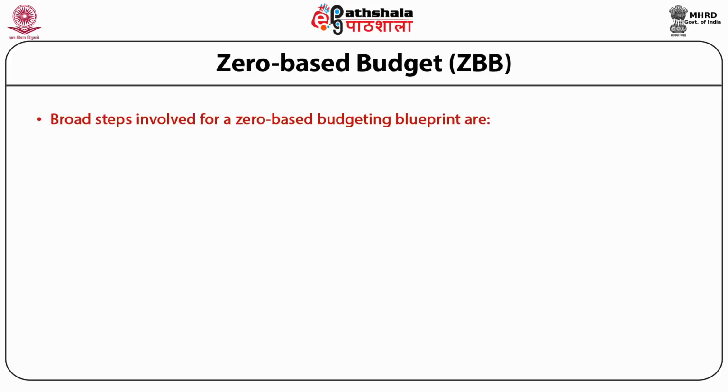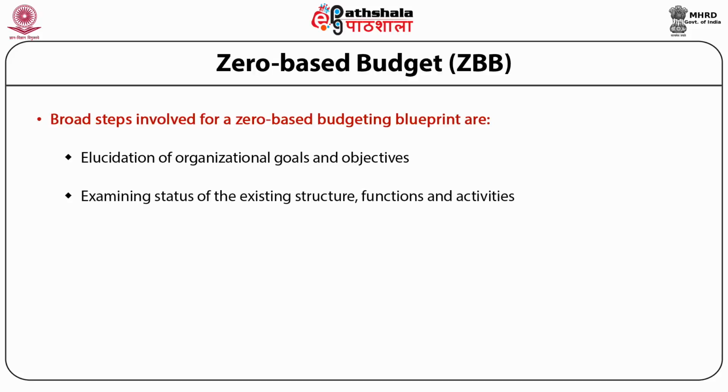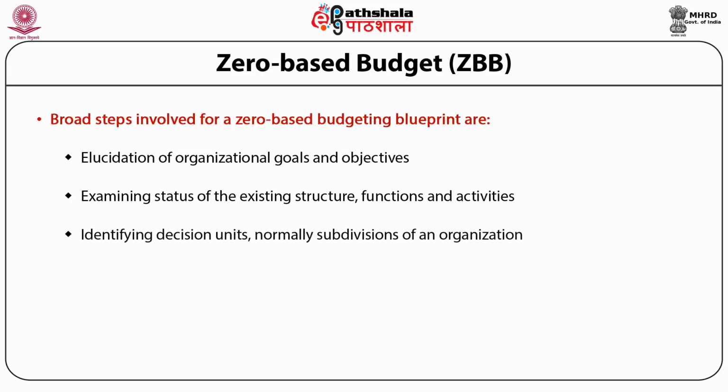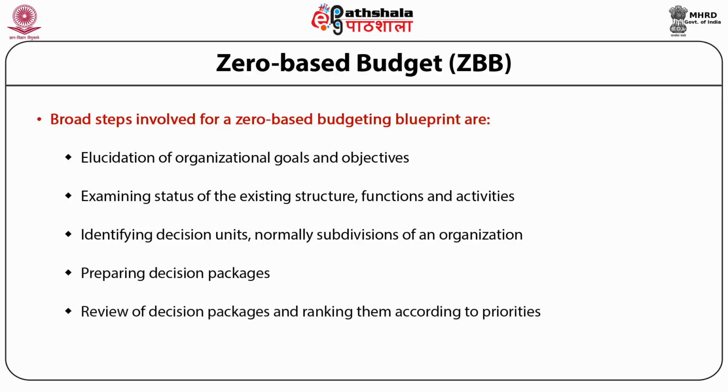Broad steps involved in a zero-based budgeting blueprint are elucidation of organizational goals and objectives, examining status of the existing structures, functions and activities, identifying decision units, normally subdivisions of an organization, preparing decision packages, review of decision packages and ranking them according to their priorities, and preparing the overall budget.